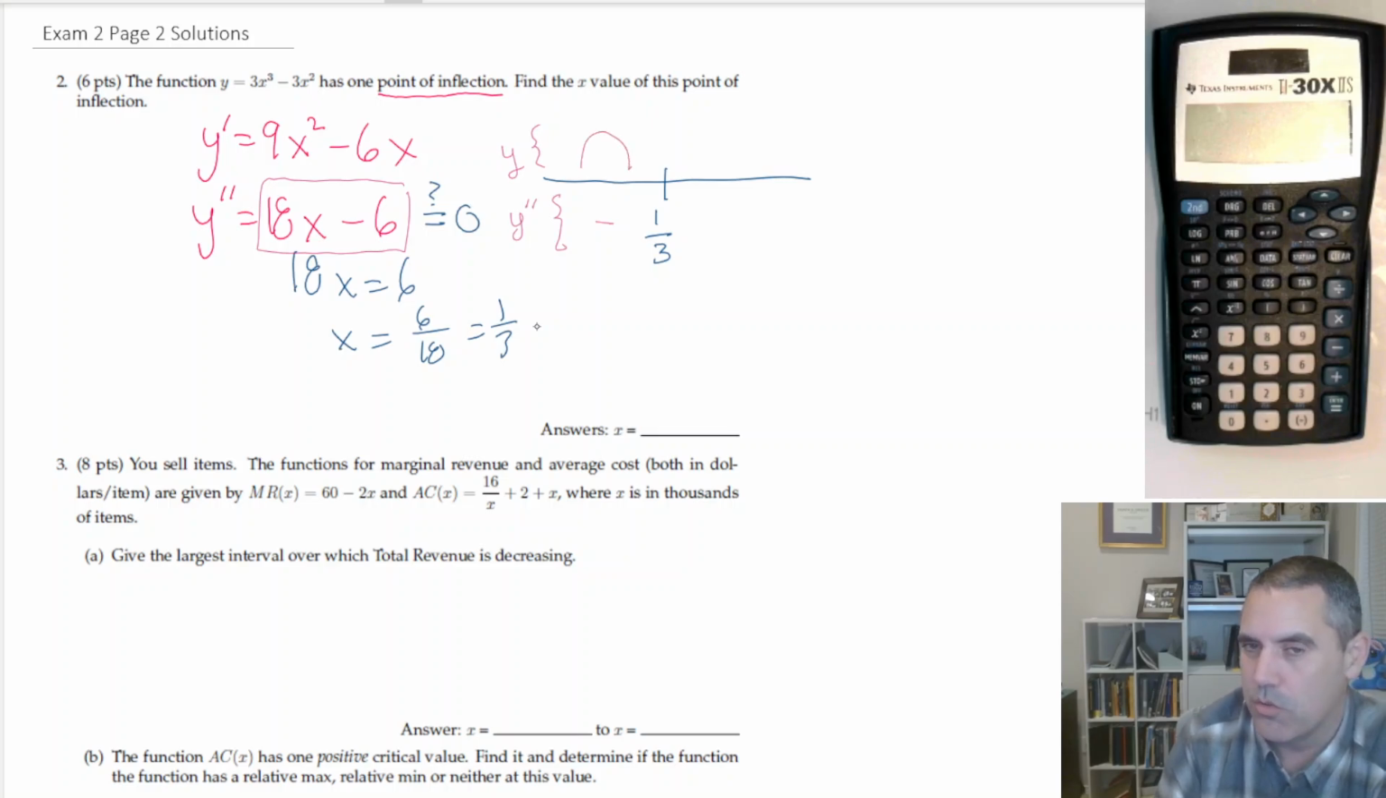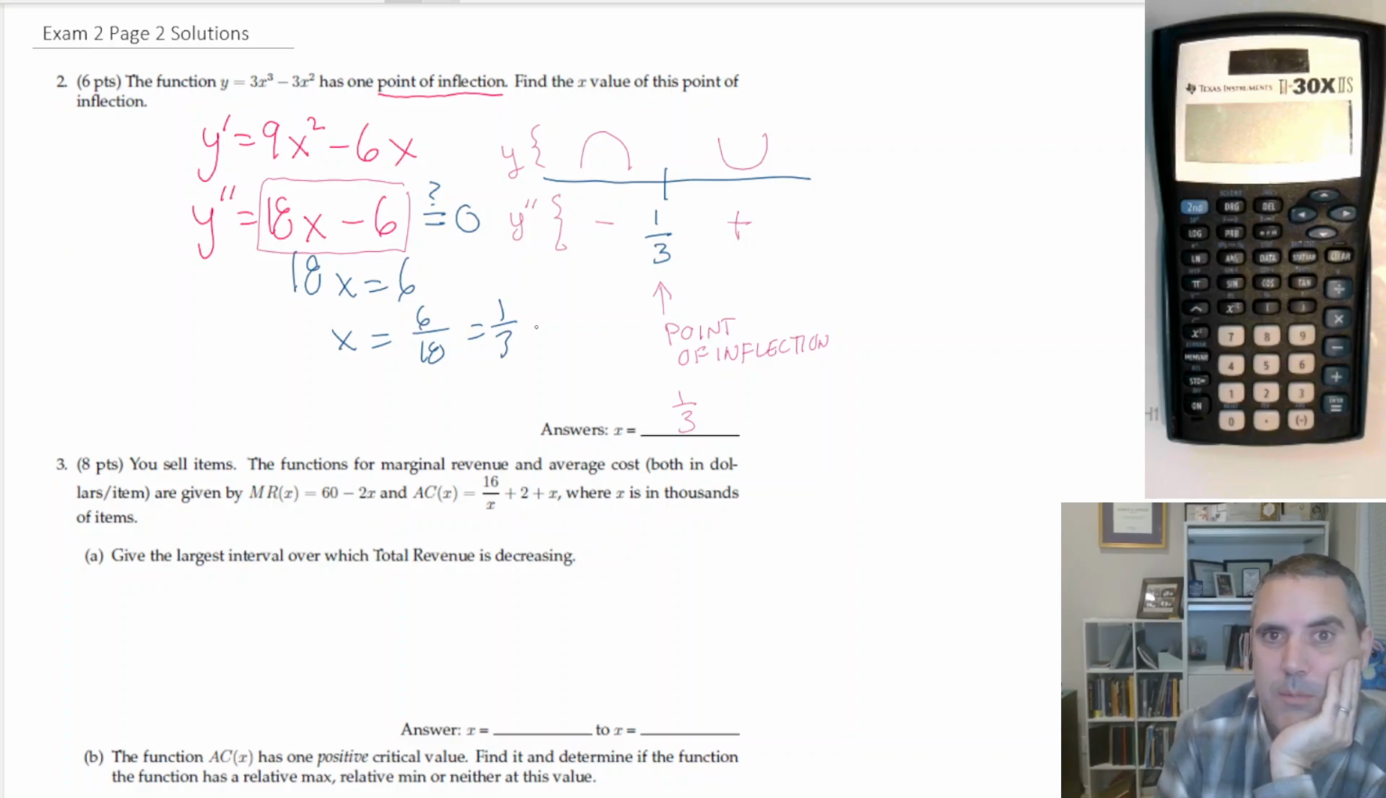That's the picture I always draw. It's part of a frown. If you plug in something larger than a third, like a 10, it will be positive. It's concave up. And that confirms what we're expecting, that that's a point of inflection. So to me, that was a slam dunk question. I told you it was coming.